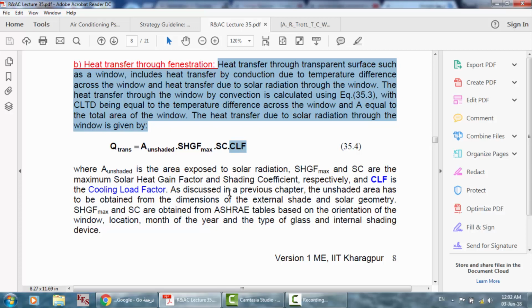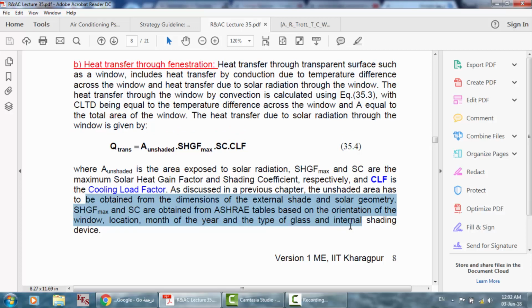As discussed in the previous chapter, the unshaded area has to be obtained from the dimensions of the external shade and solar geometry. SHGF maximum and SC are obtained from ASHRAE tables based on the orientation of the window, location, month of the year, and the type of the glass and internal shading device.